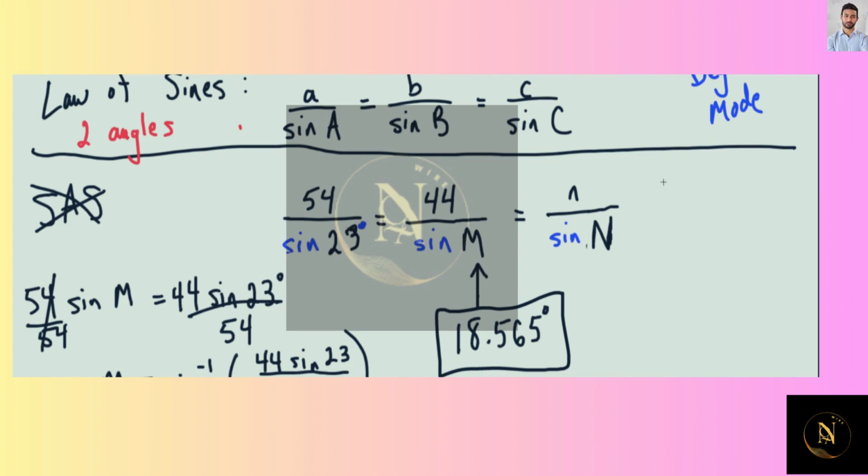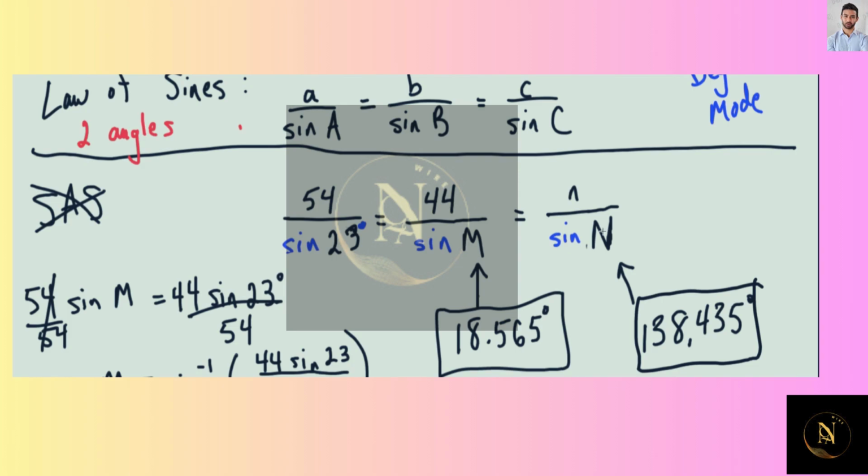So angle N then is an obtuse angle, which is going to make our answer complicated here. But what's going to happen is the three angles have to add up to be 180 degrees. So as you start subtracting off, angle N has to be 138.435 degrees.